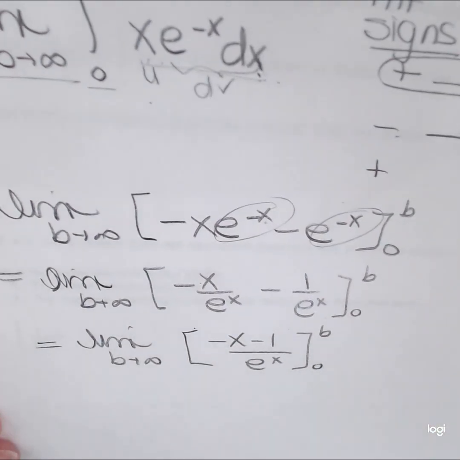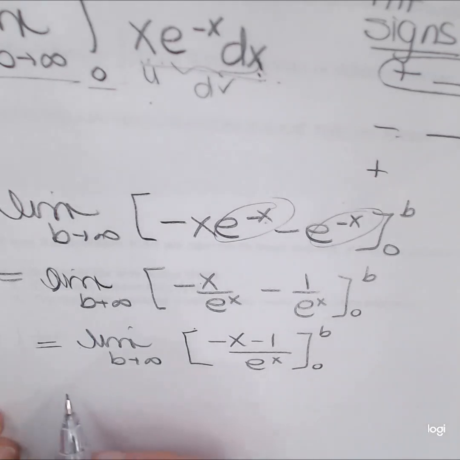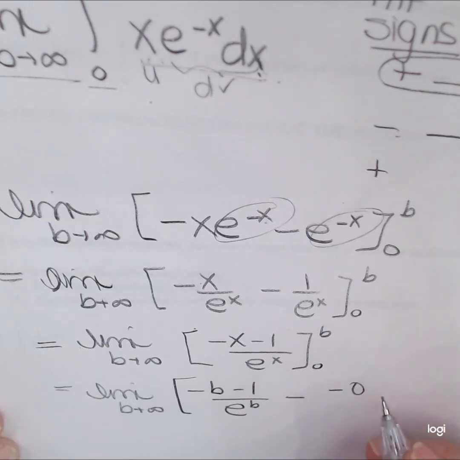And again, notice that I have not done anything so far but the integration. Next, I'm going to put in the bounds, and so we're still keeping that limit. Remember, you're not losing the limit until you actually take the limit. And then we're going to start by putting in the b. So we're going to have negative b minus 1 divided by e to the b, minus, we'll put in the 0, negative 0 minus 1 divided by e to the 0.